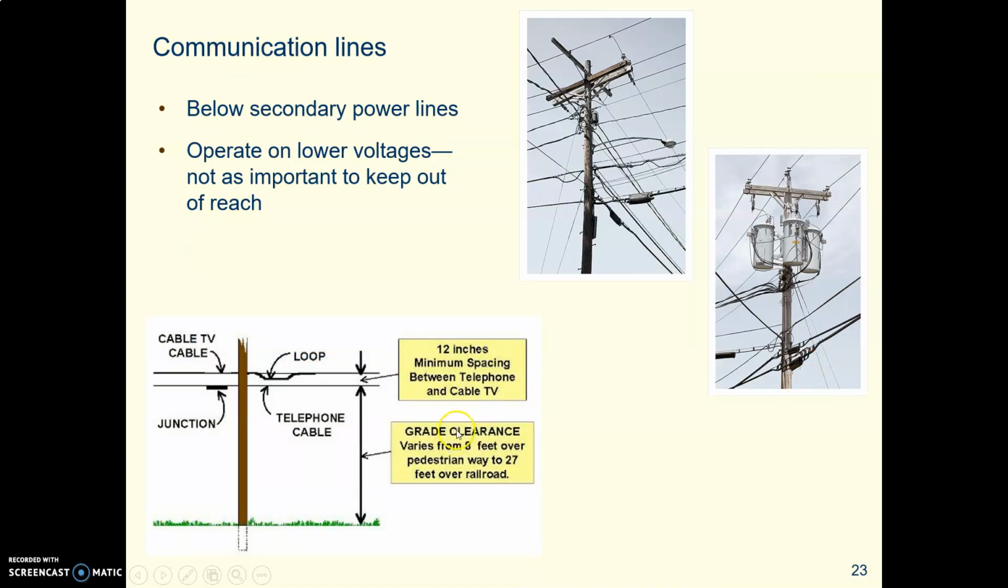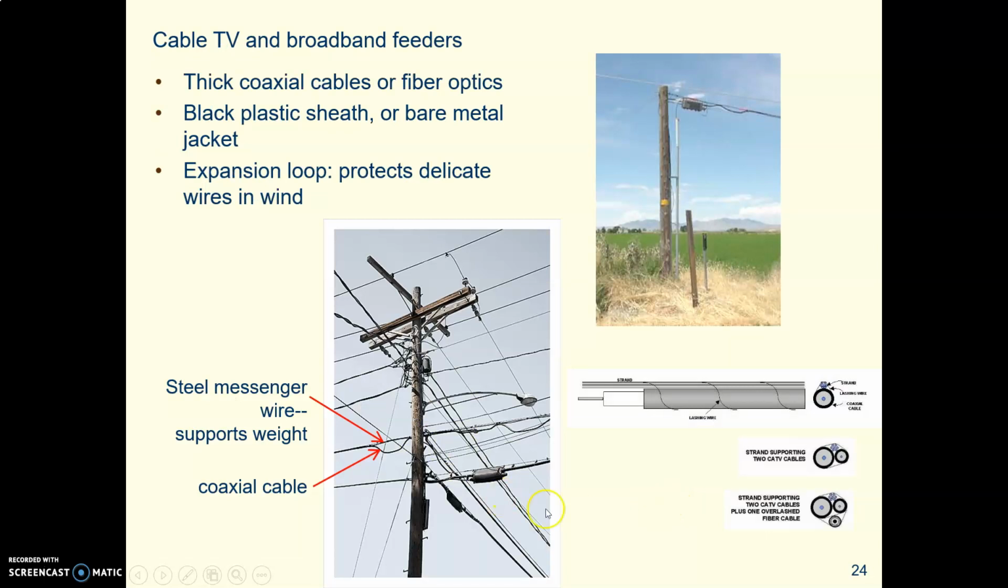Then down below the secondary lines are the communication lines, and they can be closer to the ground because they're at a low voltage. They will be carried on messenger wires, and you'll see loops in the communication line to accommodate things like vibration from wind and temperature and so on and so forth.